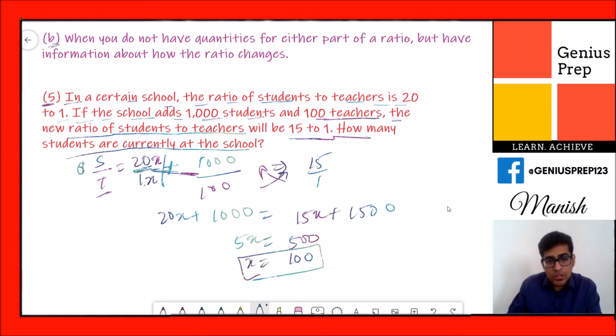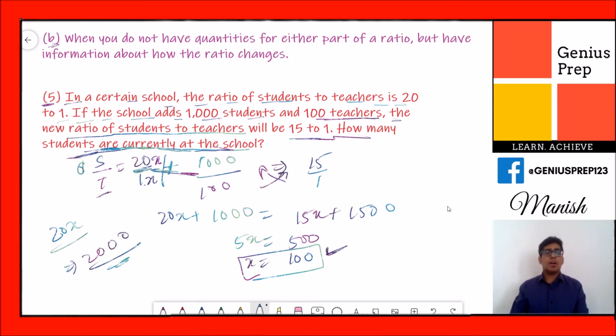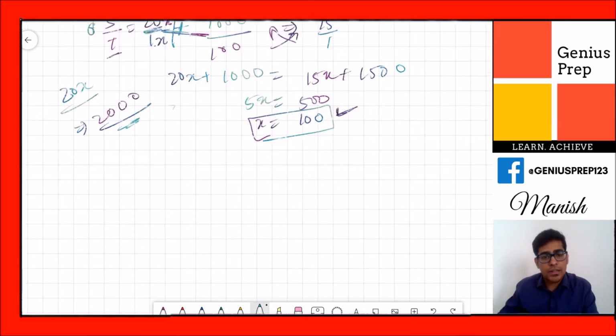Now this is the value of x, but we need to find the number of students currently at the school. The number of students is 20x, which is equal to 2000 students. So the total number of students at the school is 20,000. Oh, sorry, 2000 students. I hope you get this answer.